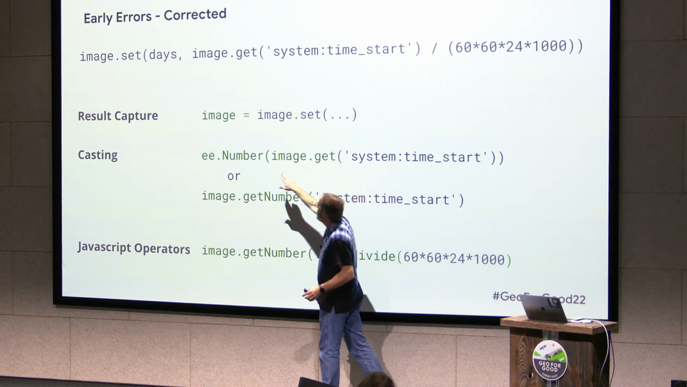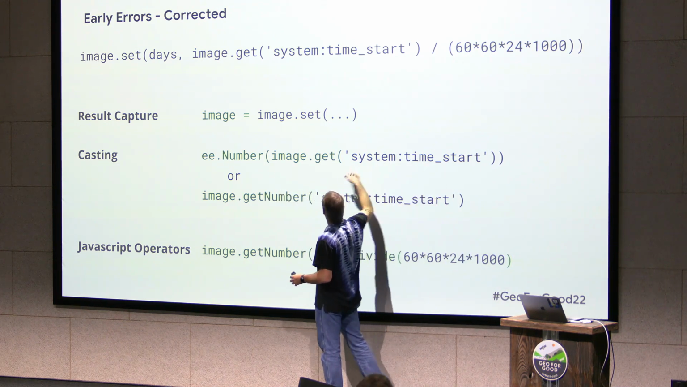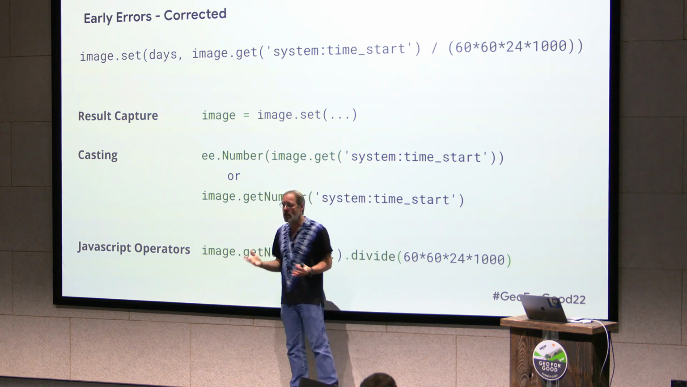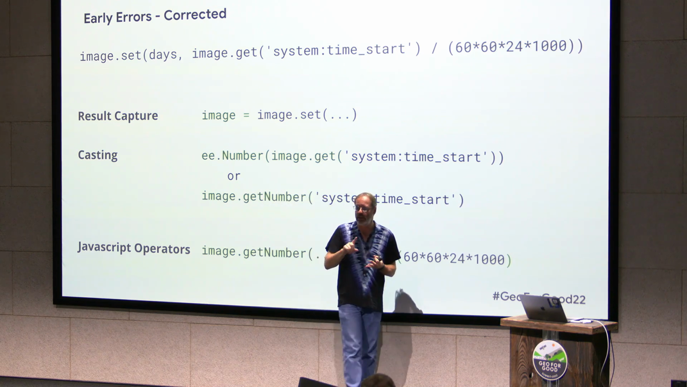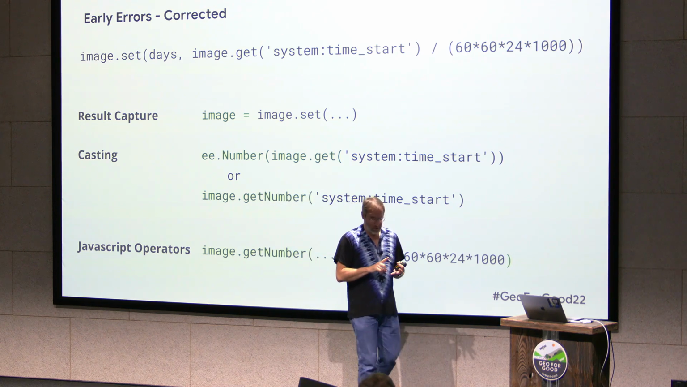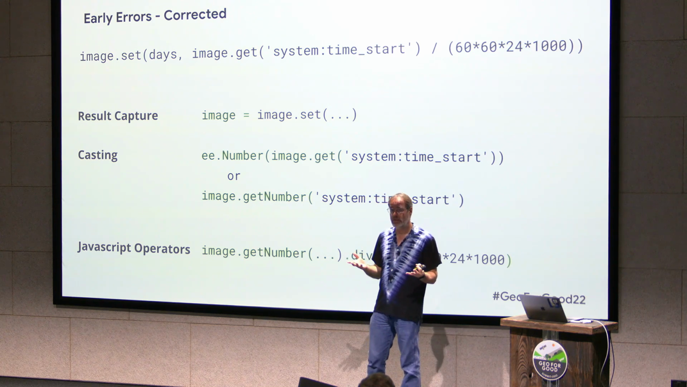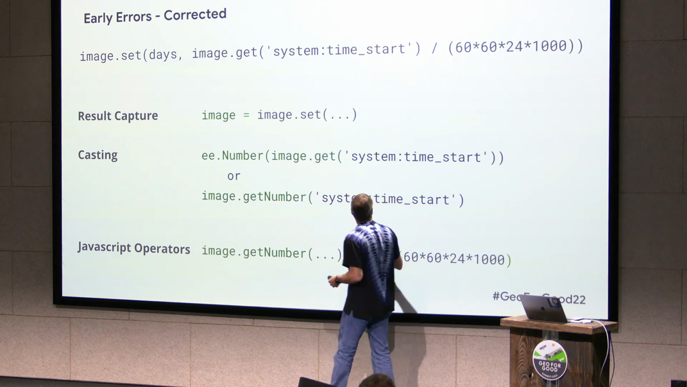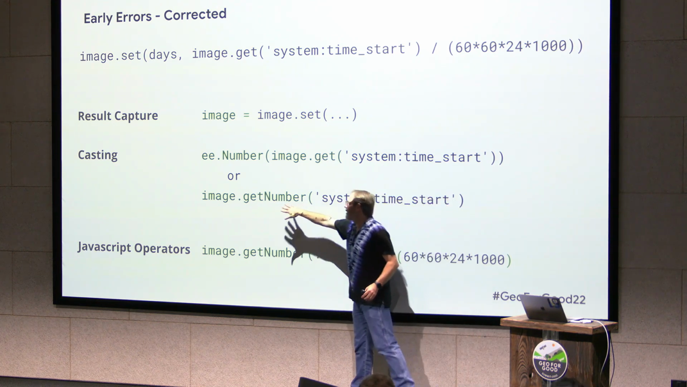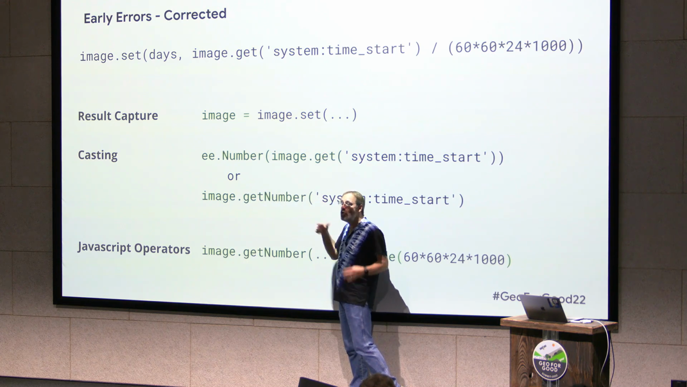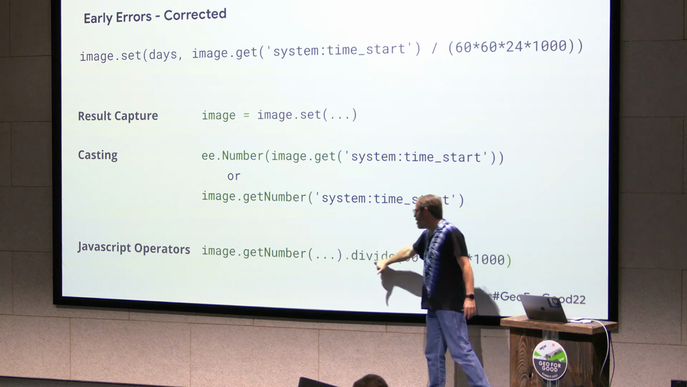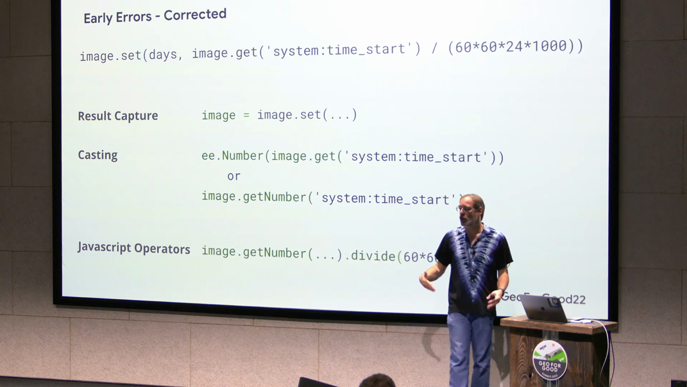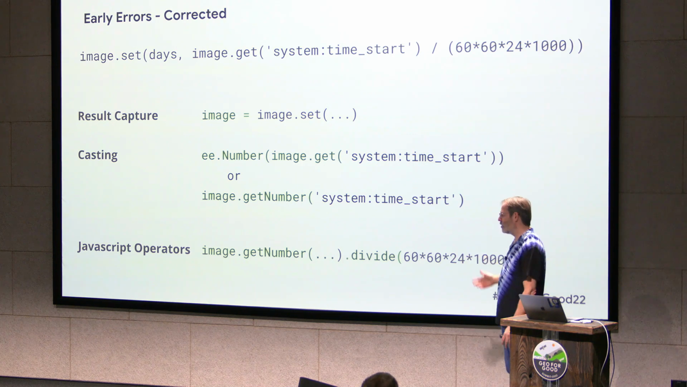So in this case, you either need to cast the result of getting system time start into a number, so that divide is a thing, or there are a couple of shortcuts for numbers, strings, and whatever the other type is: get number, get string. Once you've said get number, we know that the thing you're getting out is going to be a number. That may still fail if it's not really a number, but the client library knows that that object should have a divide function on it, and you can then use it.